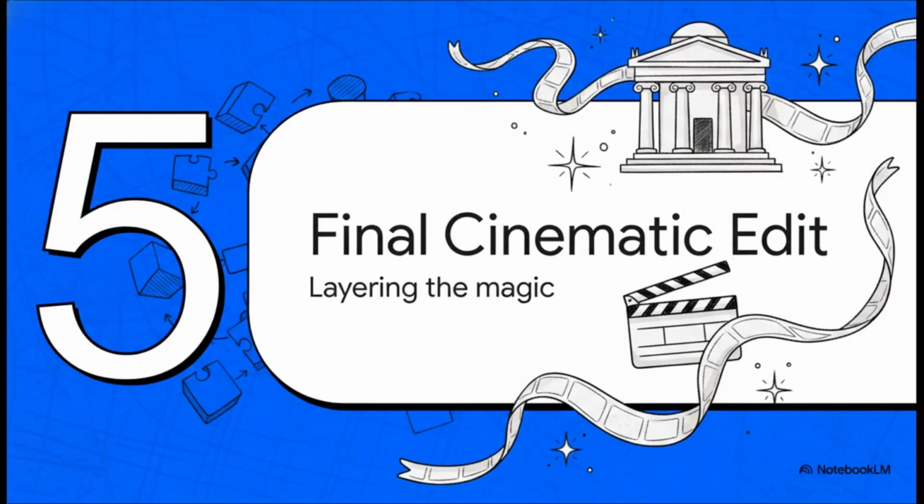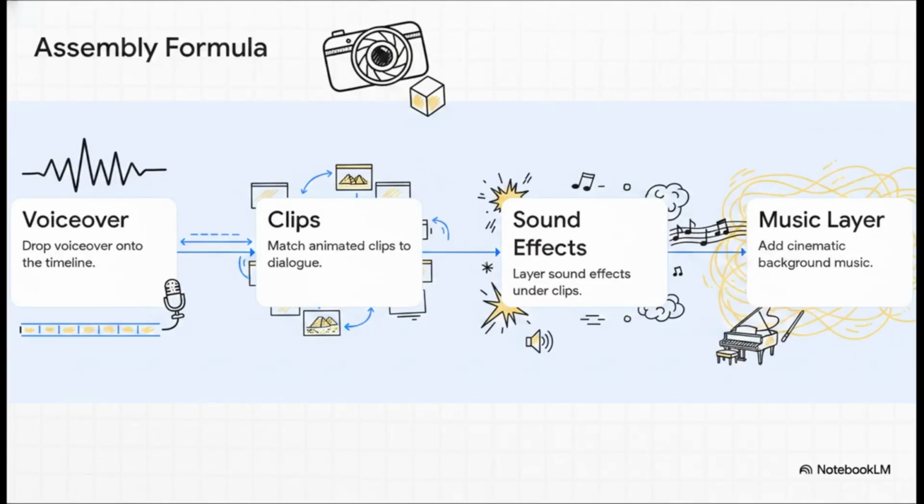Which brings us to the final stretch. Section 5, the final cinematic edit, layering all this magic together. Pop open CapCut, and here is your exact beginner-friendly assembly formula. Step 1, lay down that pristine voiceover onto the timeline. Step 2, visually match your animated clips with smooth transitions exactly where the dialogue lines up. Step 3, layer in some sound effects right under those clips to bring the environment to life. And Step 4, wrap the whole thing in some epic cinematic background music.